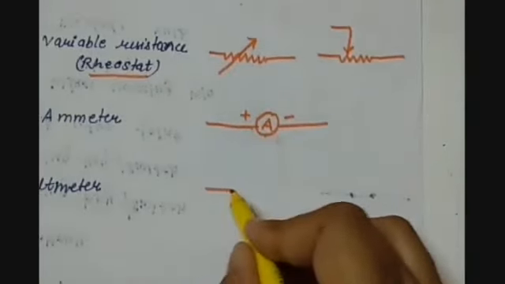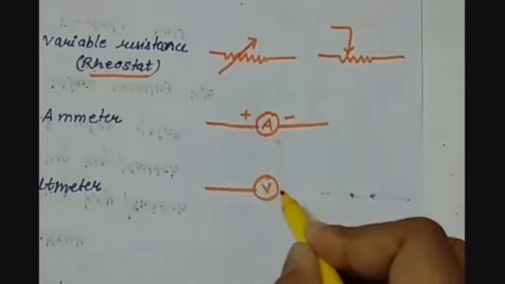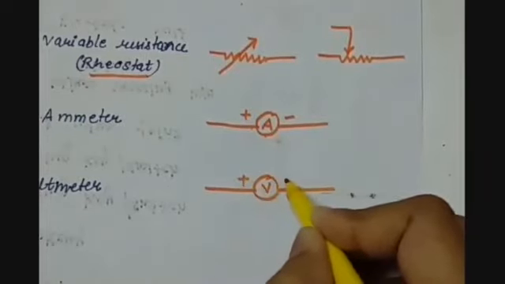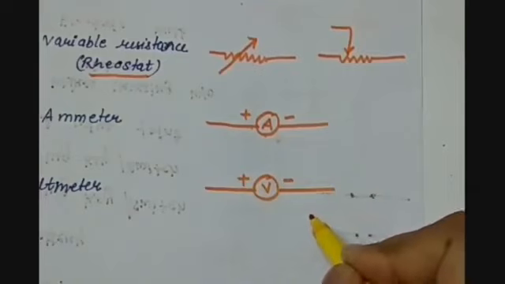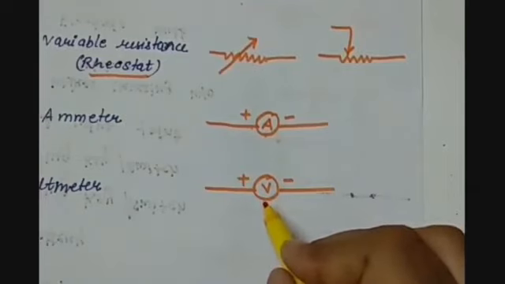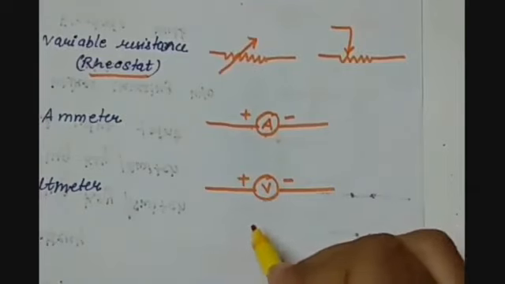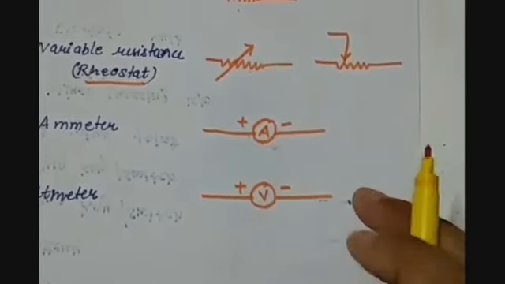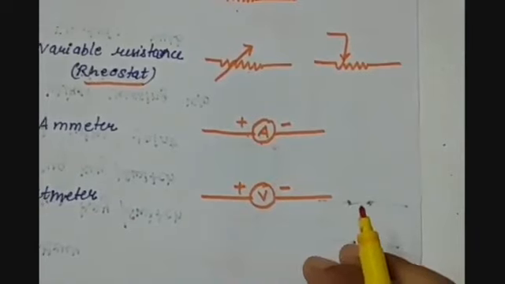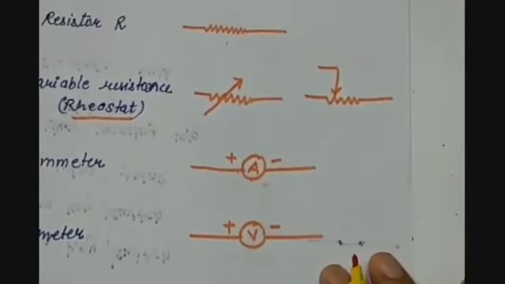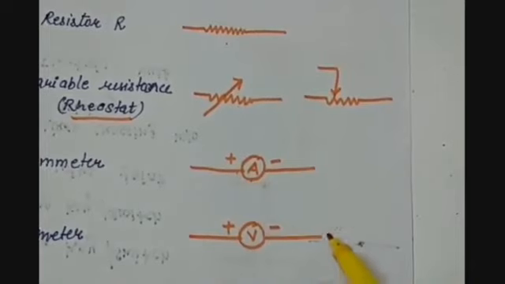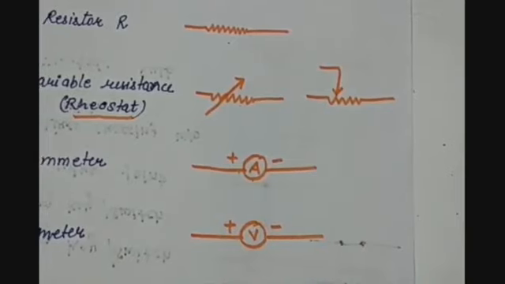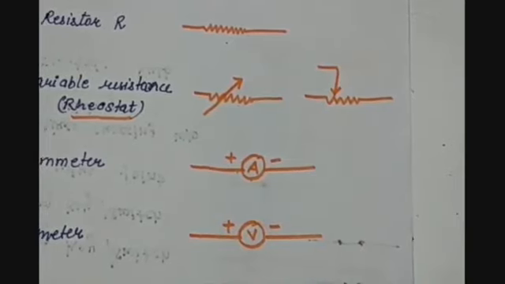Then we have voltmeter. Voltmeter is also having positive and negative terminals, according to which it is connected in parallel to the resistors in the circuit. Now these were the electric components which we use in electric circuits, and I have told you the symbols for how we are going to represent these electric components in a circuit diagram.